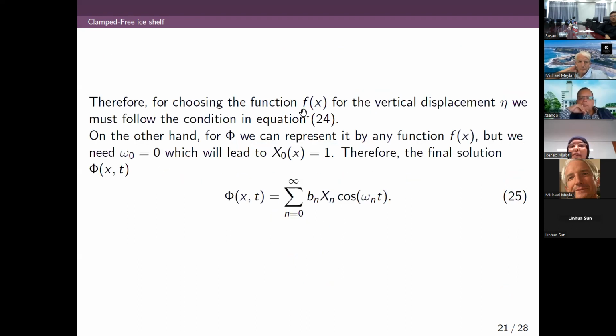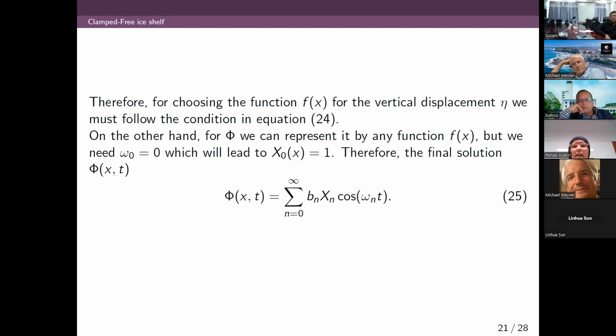So for choosing the function f(x) for the vertical displacement, we must follow the condition, which is equation 24. And for phi, we can represent it by any function, but we need the first angular frequency to be 0, which is omega_0 equals 0. And that will lead to X0(x) equal to 1. Therefore, the final solution now becomes like this. And as I mentioned, f(x) for phi can be represented by any function.